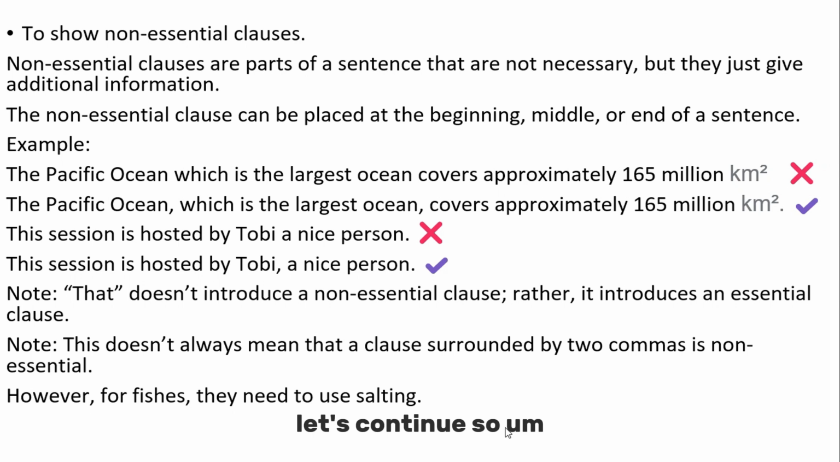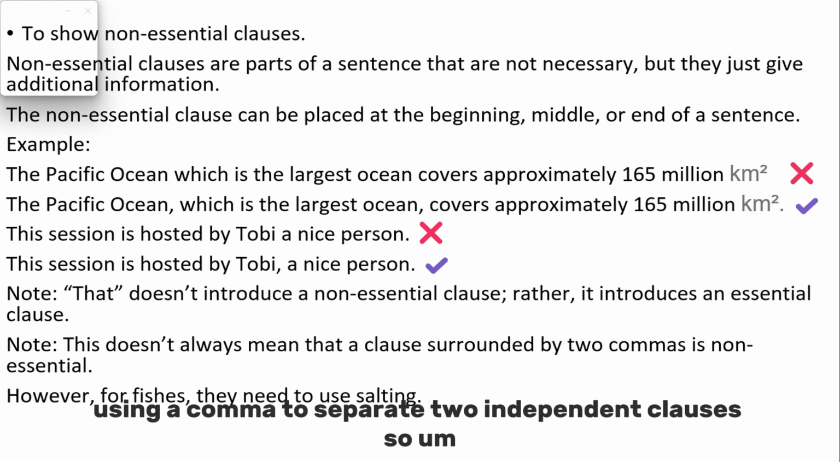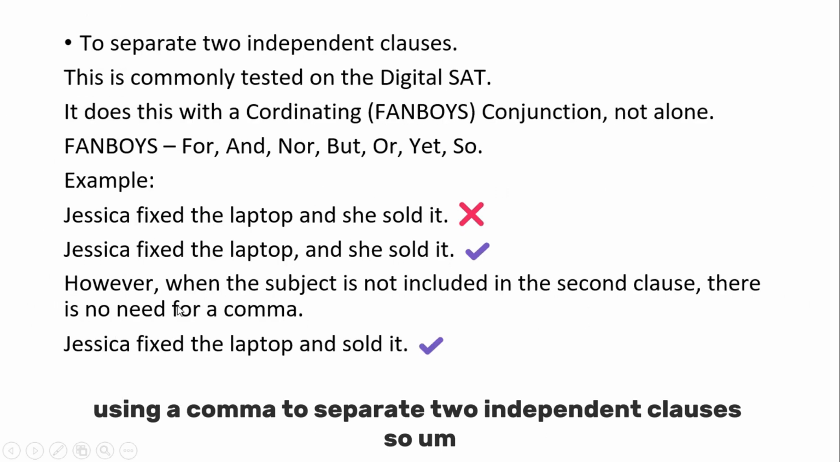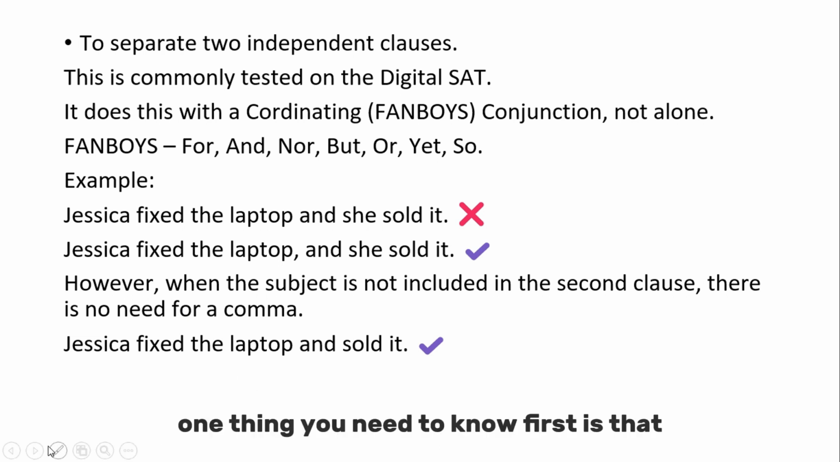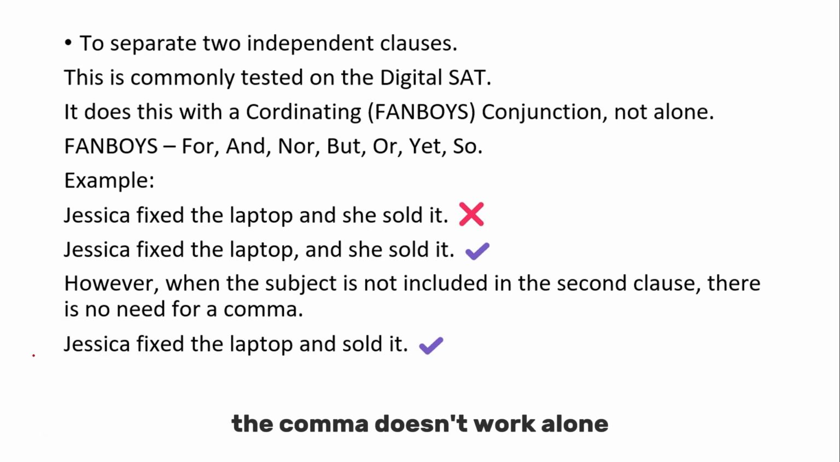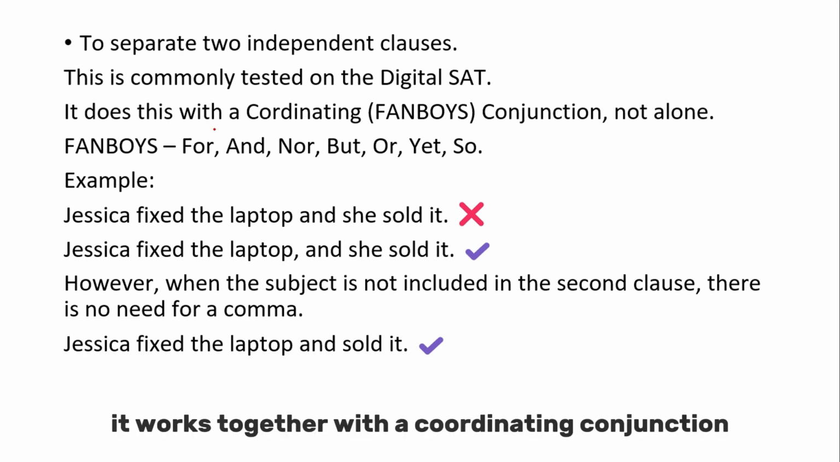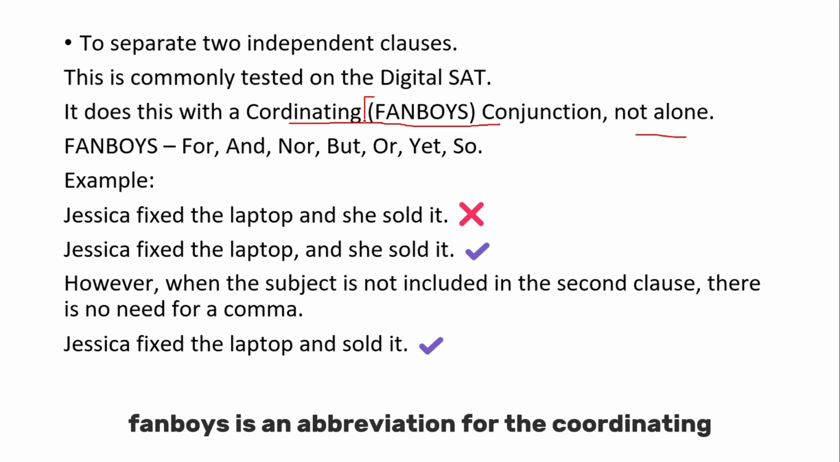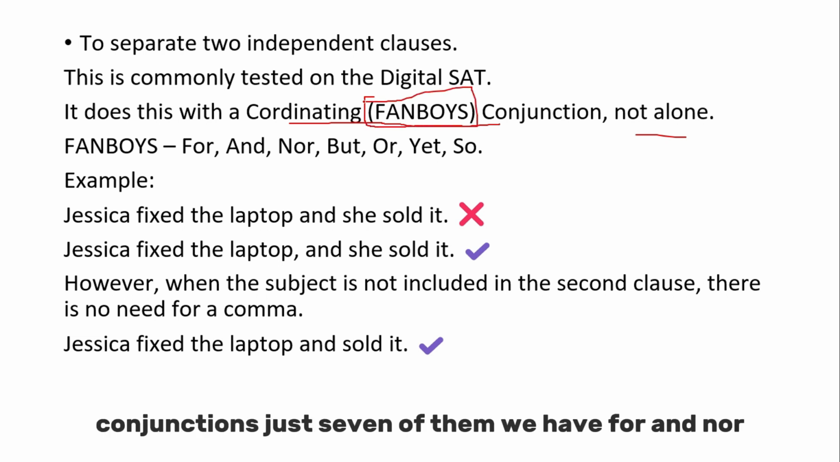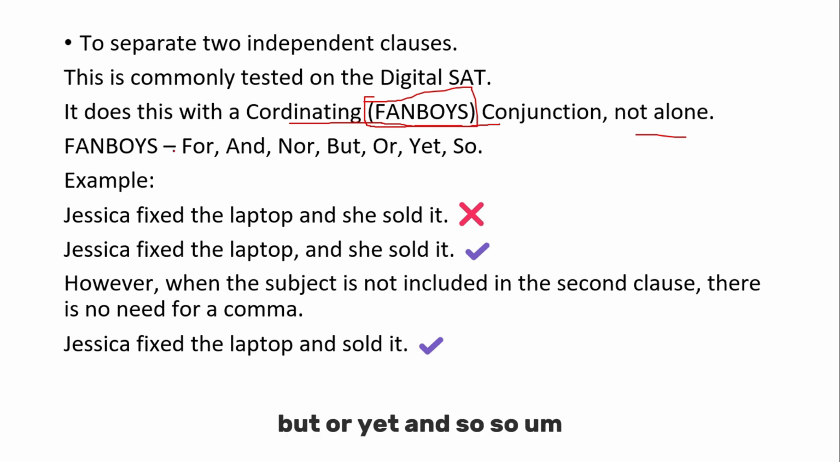Let's continue. So we have to separate, using a comma to separate two independent clauses. So let's do that. One thing we need to know first is that the comma doesn't work alone. It works together with a coordinating conjunction, what some people call fanboys. FANBOYS is an abbreviation for the coordinating conjunctions, just 7 of them. We have for, and, nor, but, or, yet, and so.